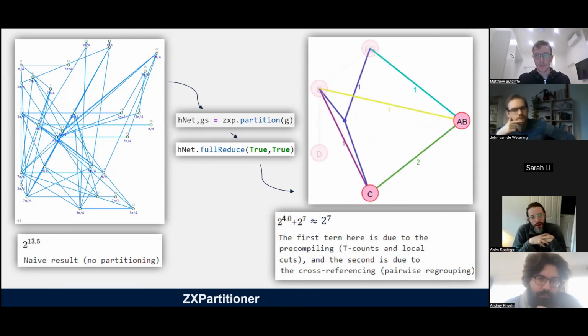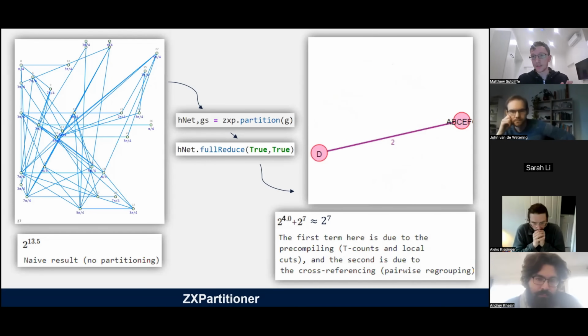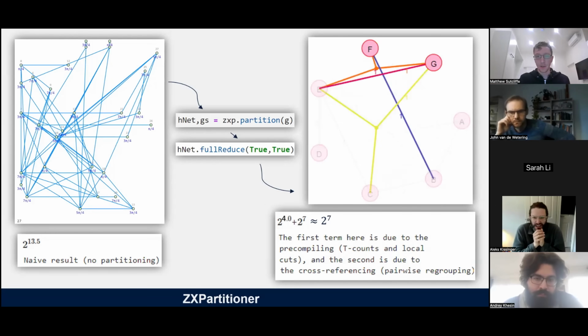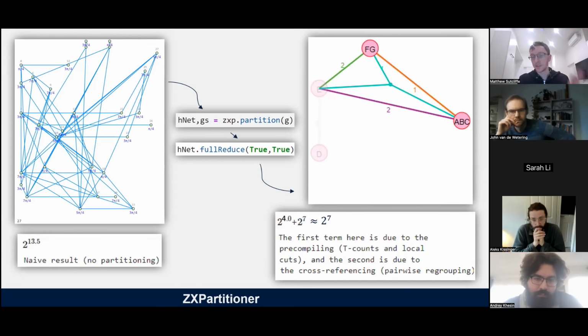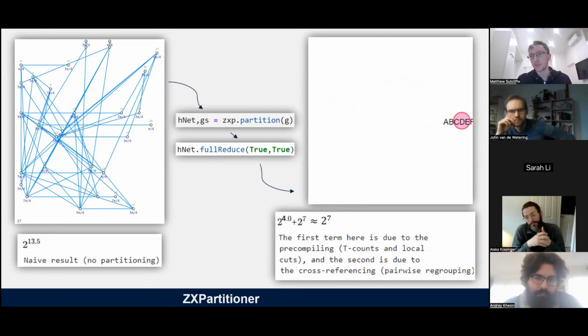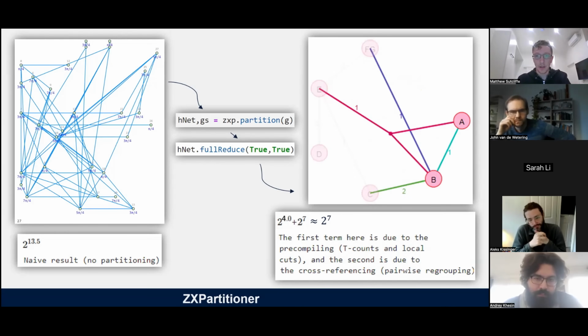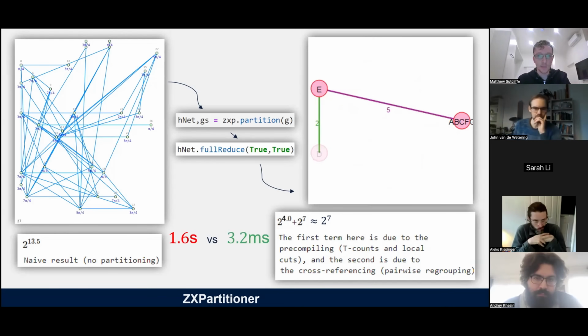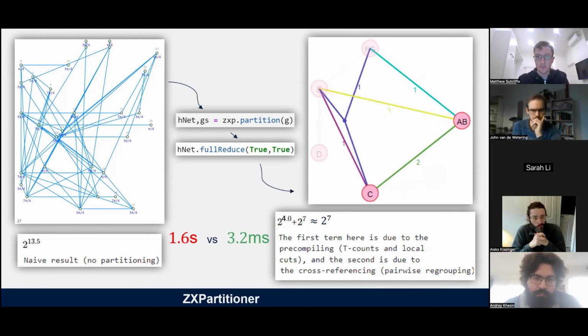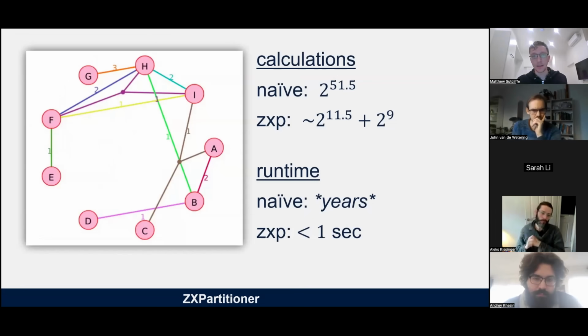As well as optimizing just for the number of calculations, if we balance the speed of these calculations, then we can do some further optimizations there, but it's much simpler just to think of it in terms of the number of calculations for now. What this translates to in practice in this example is 1.6 seconds down to about 3 milliseconds. Some more interesting examples. We have this graph here, which came from a larger ZX diagram with T count 100 and something, where this would have taken a matter of years.